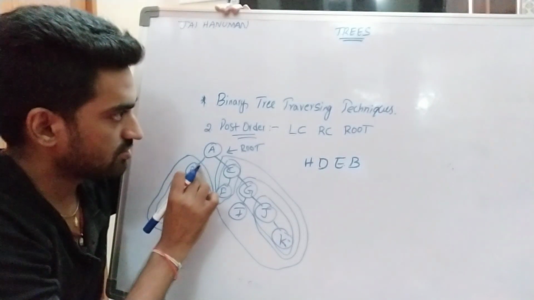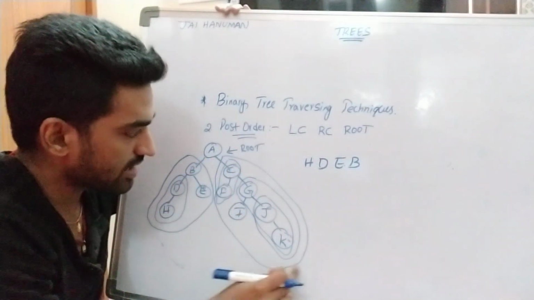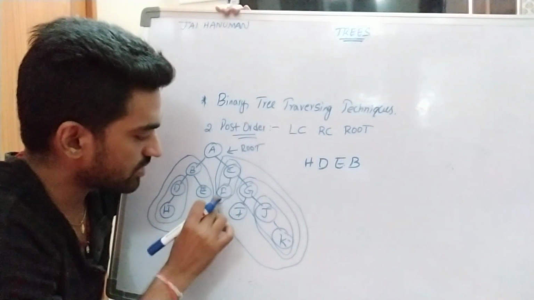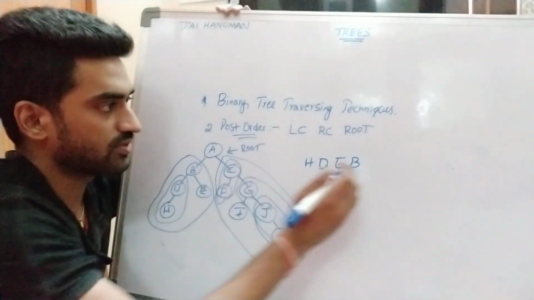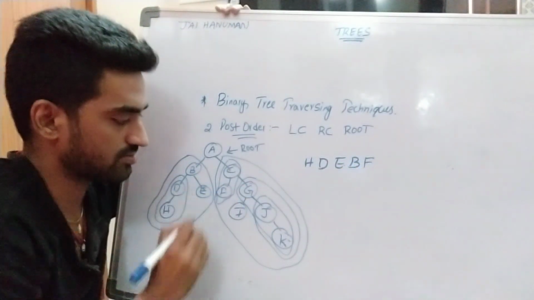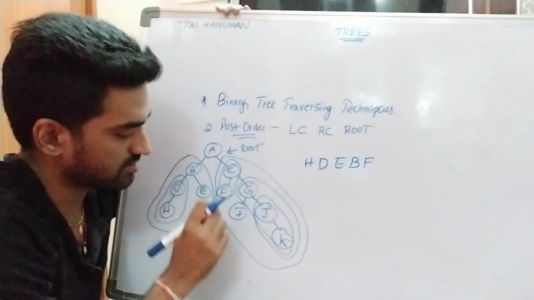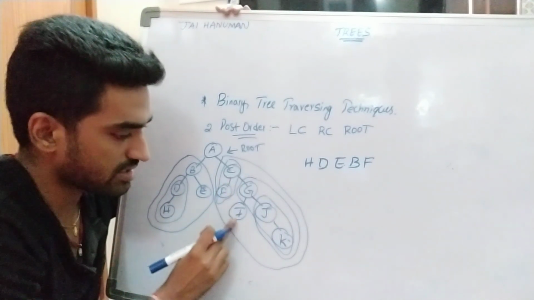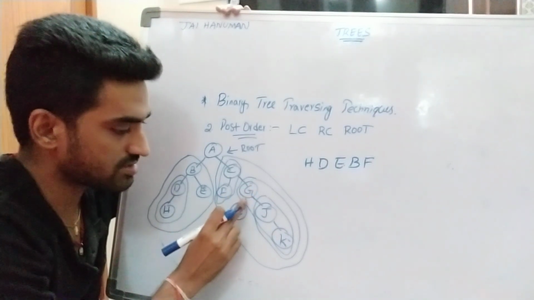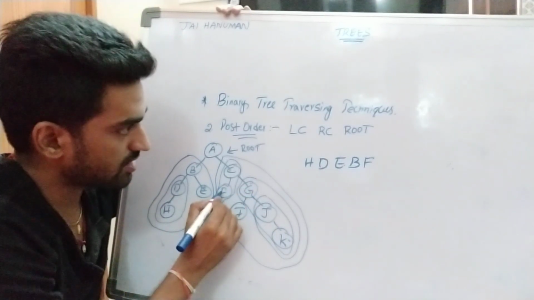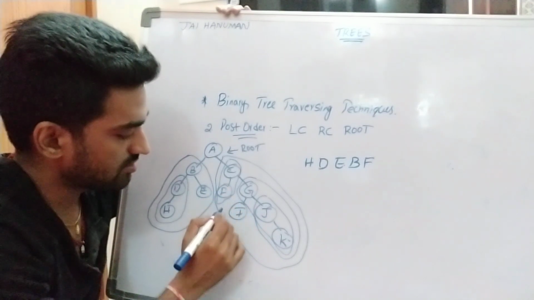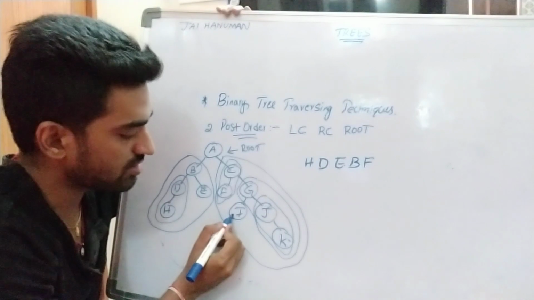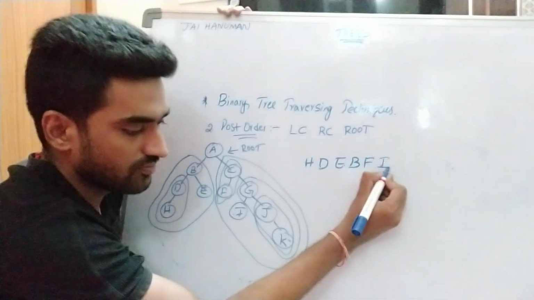So again then we visit the right subtree. For the right subtree, what is the left child? F. So F is visited first. Then what is the next subtree? This is the next subtree, right? For this next subtree, F is visited, then I is visited. For this subtree, what is the leftmost node? I. So I is visited.